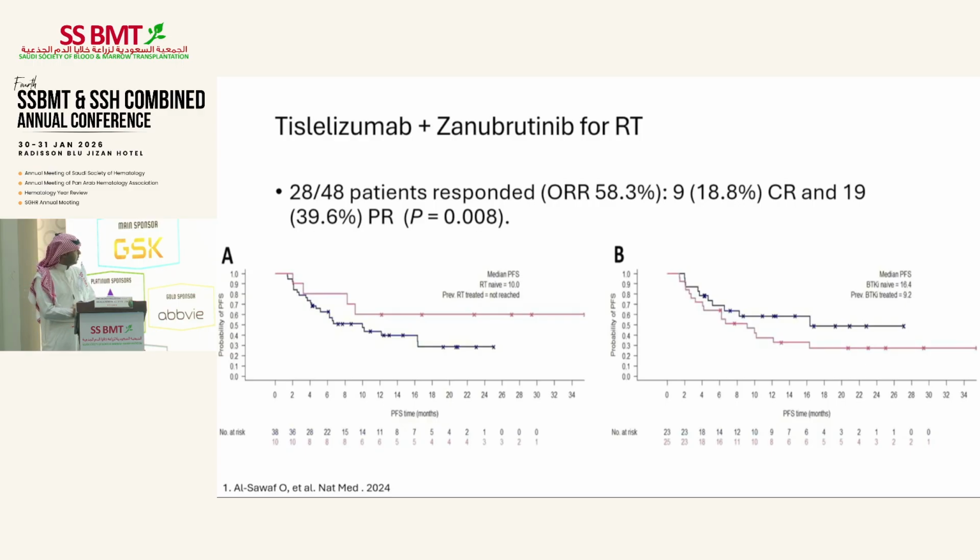They were trying to show here that if they were BTK naive, they may actually have a better PFS. Remember the number I told you, the PFS we're hoping to achieve is around 24 months. So they achieved almost half of that as a second line therapy. So maybe a chemotherapy-free regimen can be an option in patients who cannot tolerate chemotherapy, with good response rate that can hopefully bridge those patients to either maintenance therapy or stem cell transplantation.